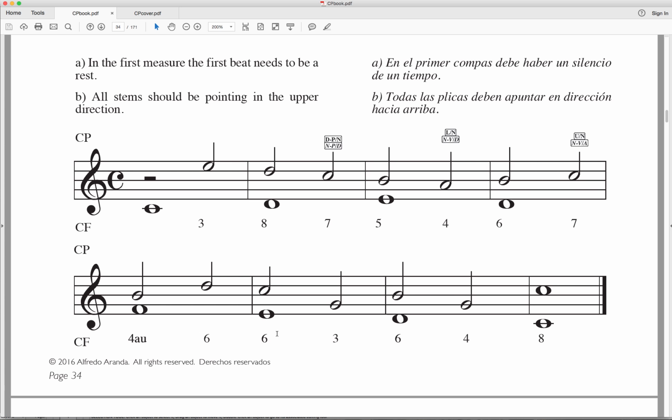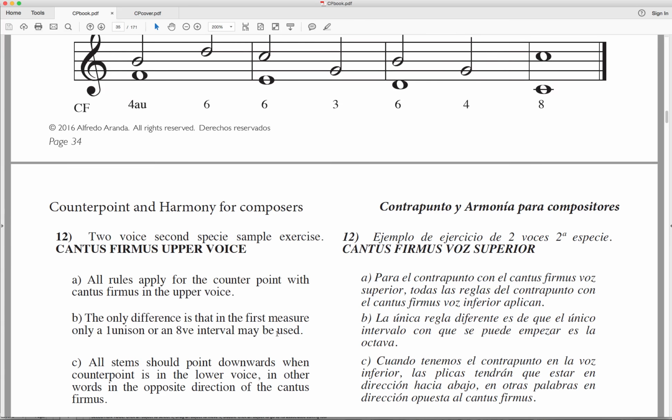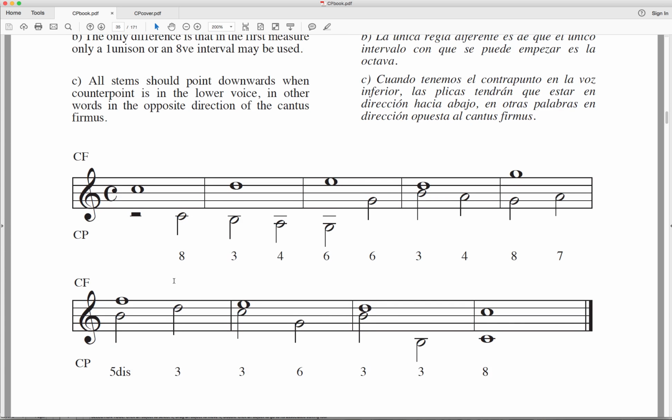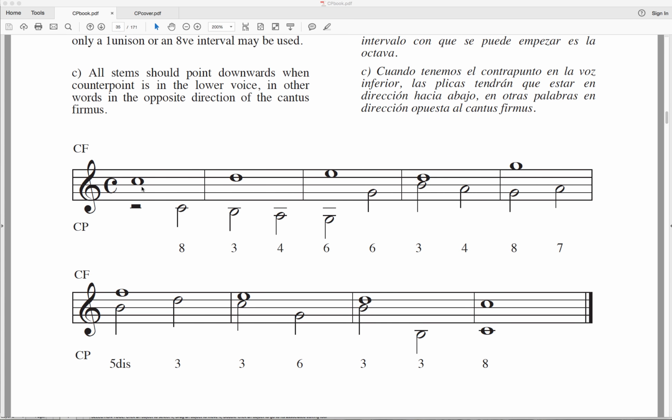And so for now, I'll leave you right here, and remember you can do the counterpoint on the top as well.